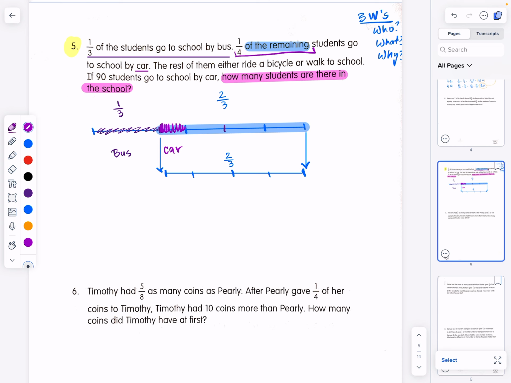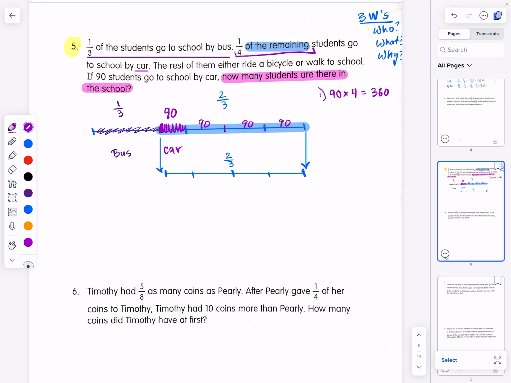The rest of them either ride a bicycle or walk to school. If 90 students go to school by car, let's quickly add this information. This piece is 90. How many students are there at the school? My friends, logical thinking. We can just solve this problem by looking at the drawing. If 90 students go to school by car, and that's 1/4, that means each quarter has 90 students as well. So I can just simply say 90 times 4 quarters gives you 360 students.